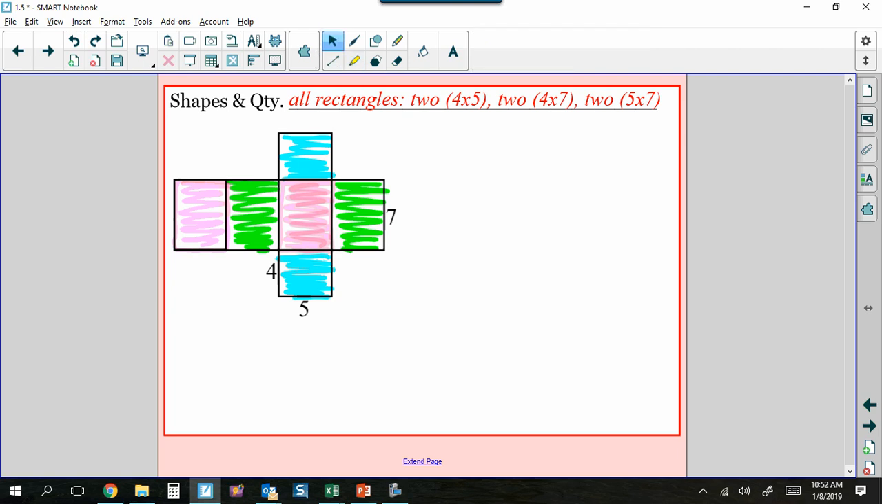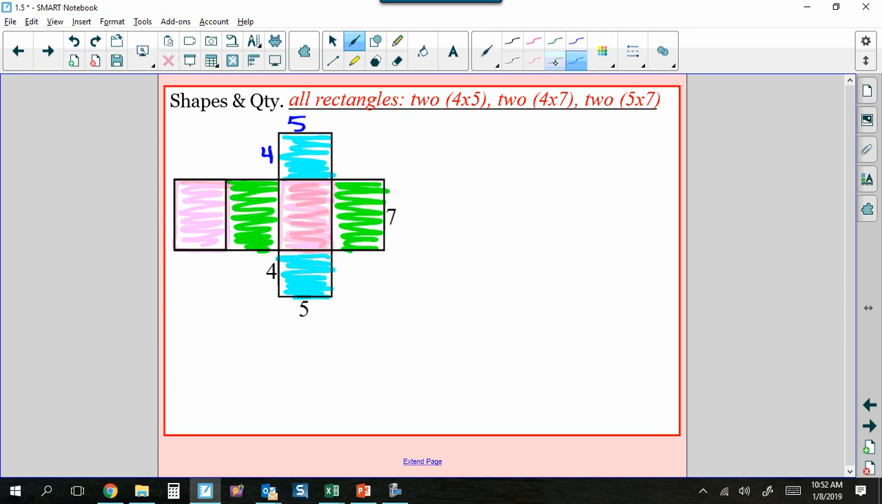So what we're going to ask you to do now is pause the video. So you have 6 rectangles in your shapes and quantities box. In the area of each shape, you are actually going to be working out the area for all the shapes. The blue ones that I have here, we know that this is 4 by 5. We know that this one up here is the same, so it's also 4 by 5.